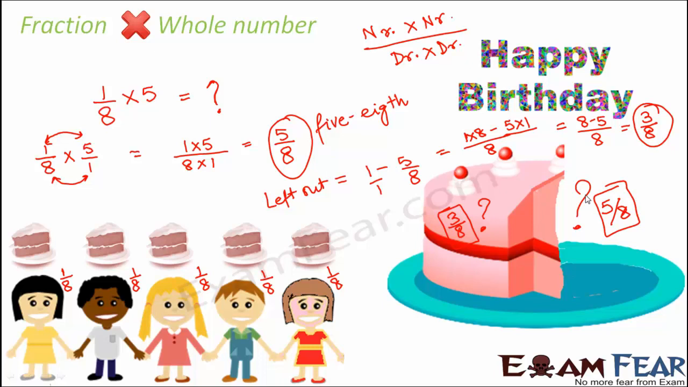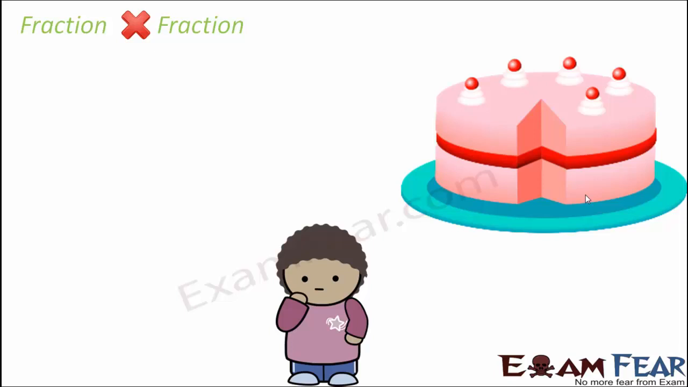So I hope that with this example, it is very much clear to you where do we need to multiply fractions and how do we multiply them? So here we have relatively considered the simple scenario where we multiplied a fraction with a whole number. Now you might come across a situation where you need to multiply a fraction with a fraction. Confused? Under what condition do we need to multiply a fraction with a fraction? We will consider the same situation, the same birthday party.